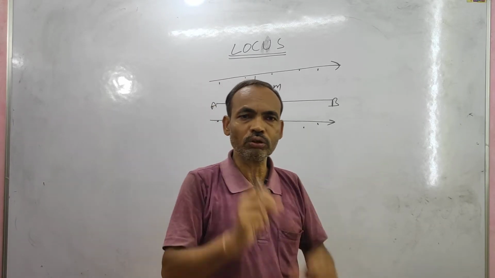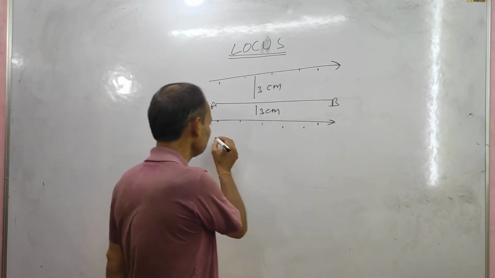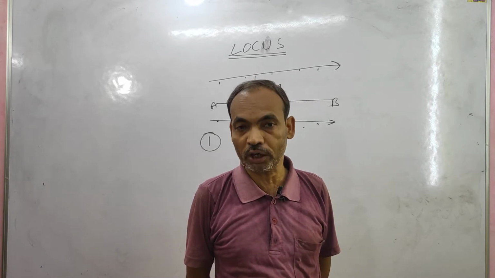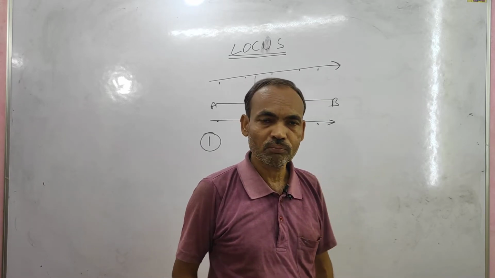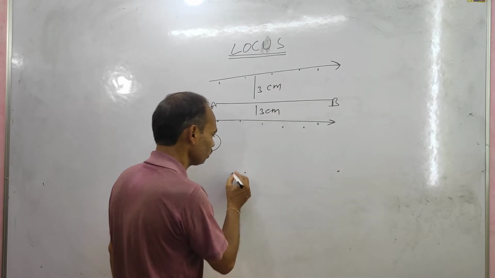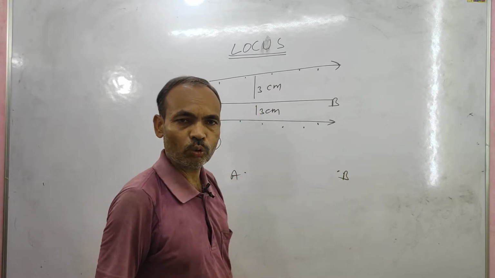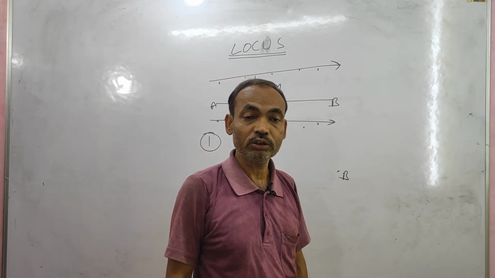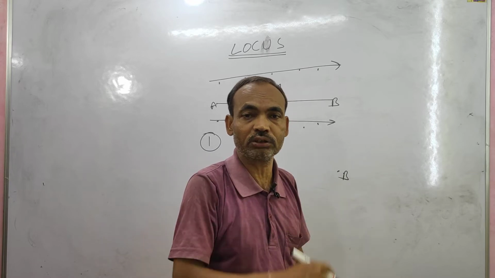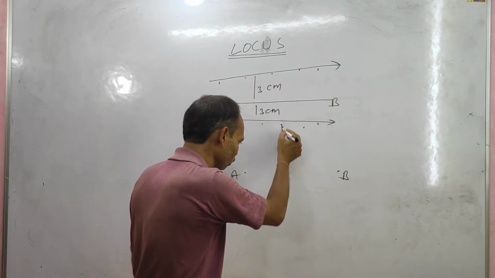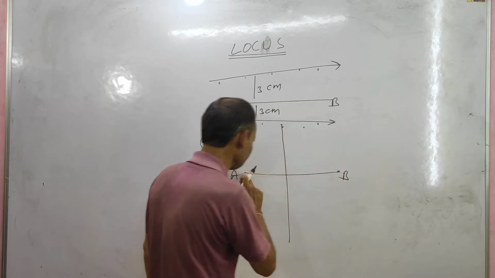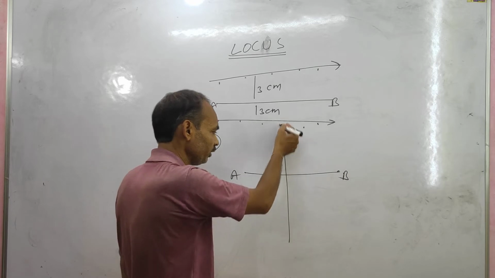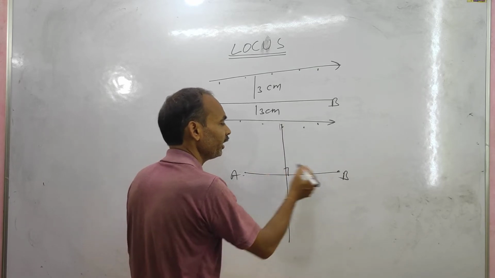There are two theorems on locus. Theorem 1: the locus of a point which is equal distance from two fixed points A, B is the perpendicular bisector of the line joining them. The locus of the point from A and B will be the perpendicular bisector of A and B.